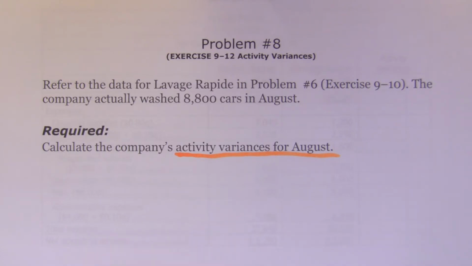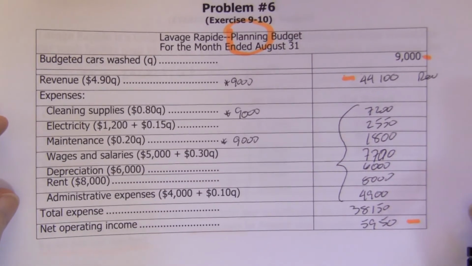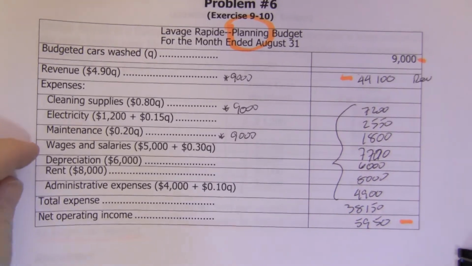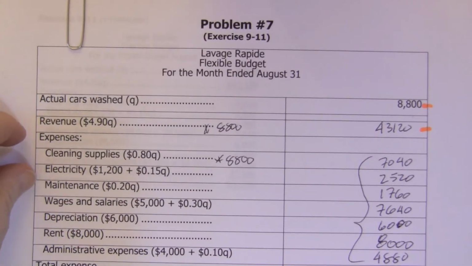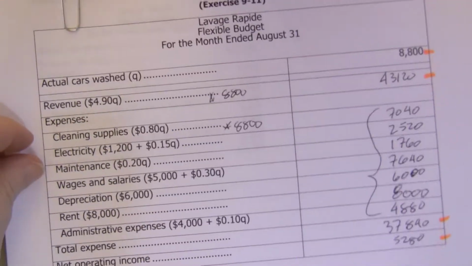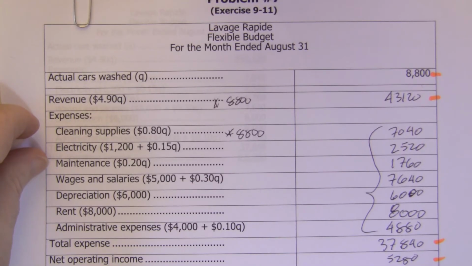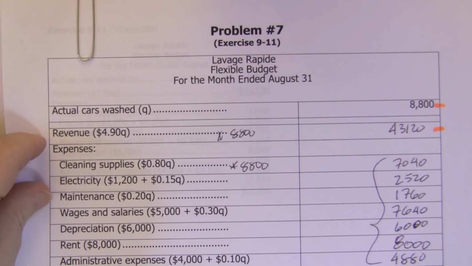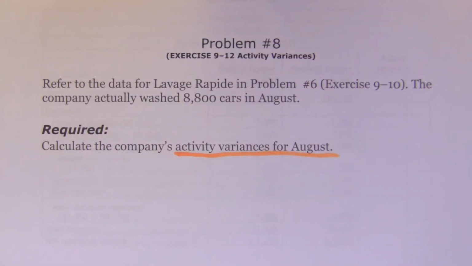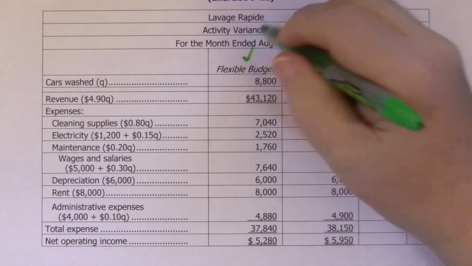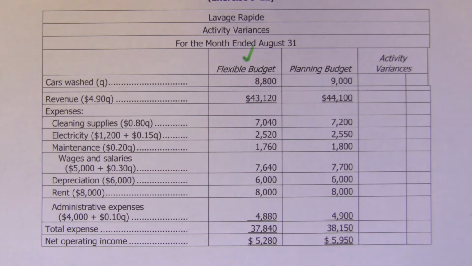We need to come up with our planning budget, which we did in problem 6. That's what this is, the planning budget. And then we had to come up with our flexed budget at our new level of output. That's what this is. So this is the flexed budget. And now we're going to put them on the same sheet of paper so we can compare them. So here's our flexed budget, and the orange will be our planning budget.